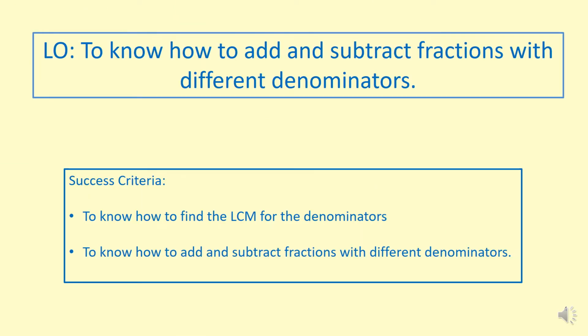In today's lesson, we will look at how we can add and subtract fractions with different denominators. We've done addition and subtraction of fractions with the same denominator, so you all are able to do it. Now today we will learn how we can do different denominators. We need to make sure we can find the lowest common multiple of the numbers first, and then at the end we will be able to add and subtract different denominators.